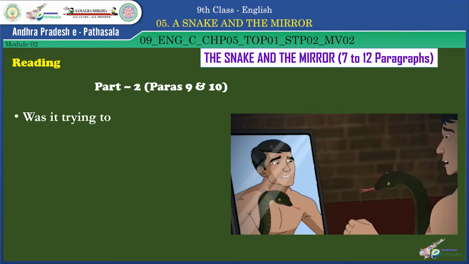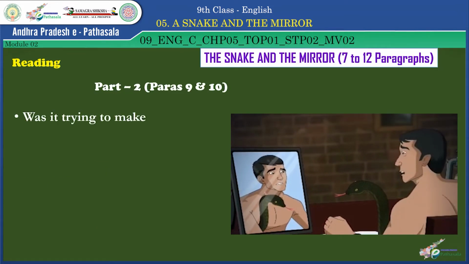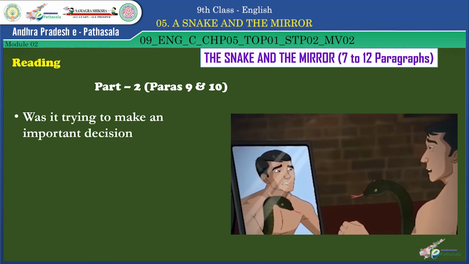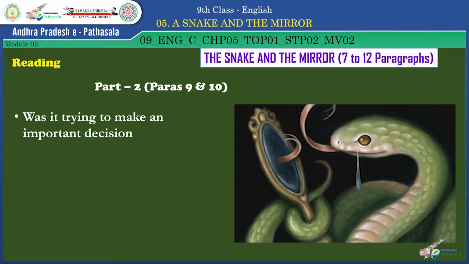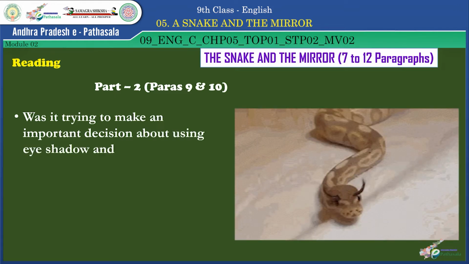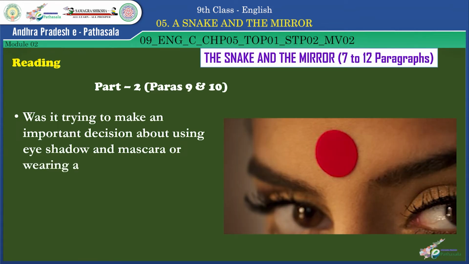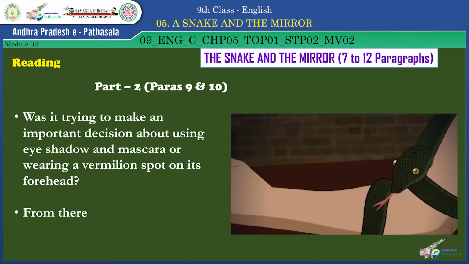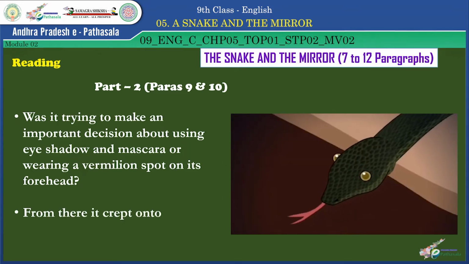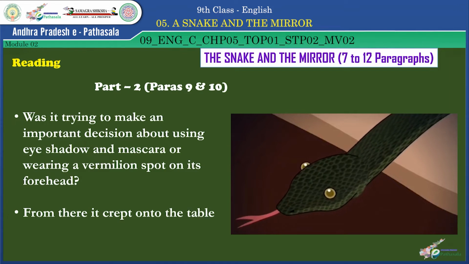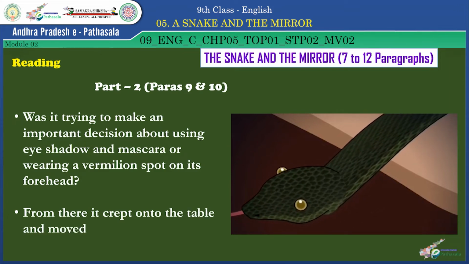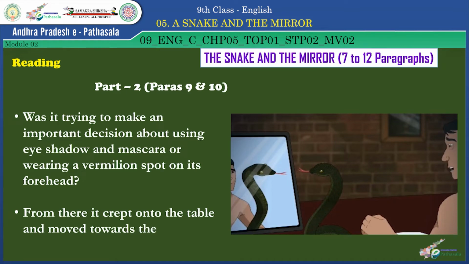Was it trying to make an important decision about using eyeshadow and mascara, or wearing a vermilion spot on its forehead? From there, it crept onto the table and moved towards the mirror.